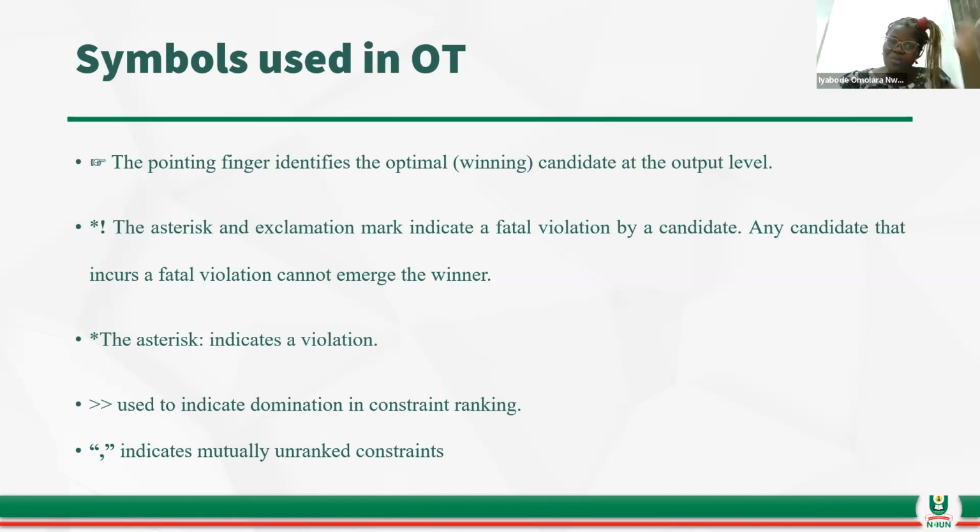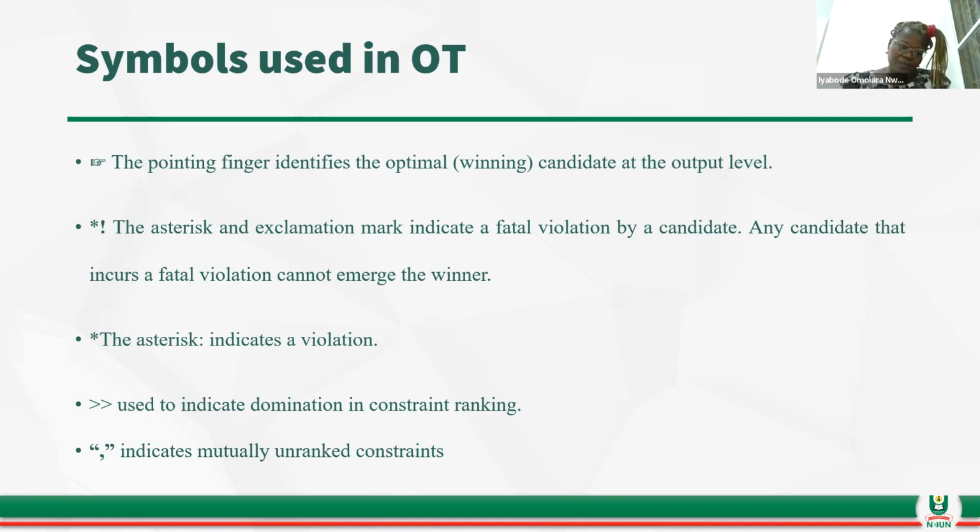Now, the asterisk and exclamation mark. I need you to know this so that when you are applying it in analysis, you know what you are doing. The asterisk and exclamation mark indicate a fatal violation by a candidate. Any candidate that causes a fatal violation cannot emerge the winner. So you have conflicting elements: which of them causes problems for that structure, and which will help it to survive? The one that has the highest possibility will overshadow the other, taken above the one that will cause problems for the structure. That indicates a violation. Of course, that's what we also use in grammatical structure: an asterisk means an ungrammatical structure.